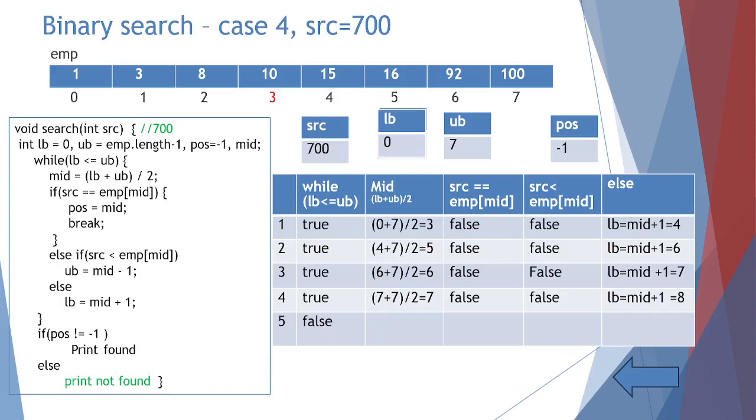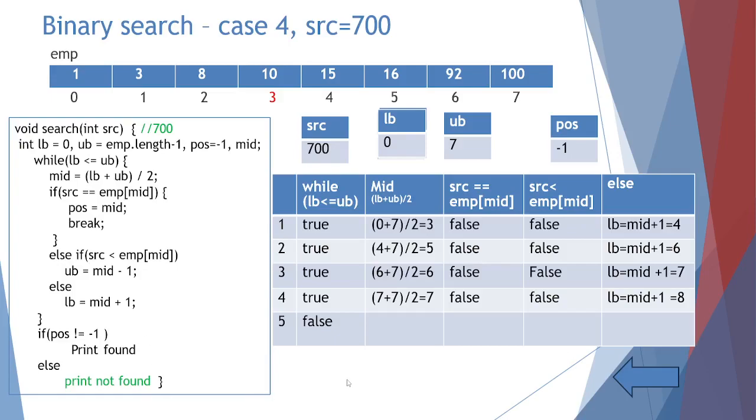Fine. While LB less than equal to UB, true, 0 less than equal to 7, then mid is 0 plus 7 divided by 2, that is 3. Is SRC equivalent to emp of mid? 700 is not emp of mid and it is not less than. So goes to LB is equal to mid plus 1, that is 4.